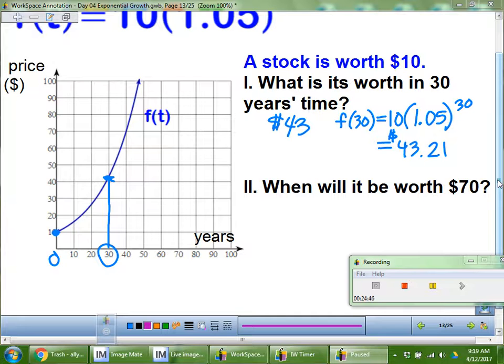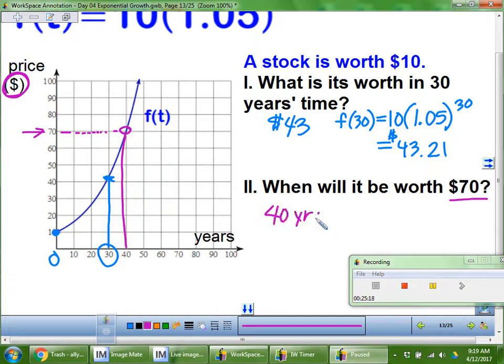Okay, so I need Chris to help me. Chris is my lucky volunteer this time. When is our graph at $70? So which axis are we looking at now? $70, we're looking at the dollar axis. Where is it 70? So follow it over right here, which is 40 years. So we're saying at 40 years, it'll be worth $70.